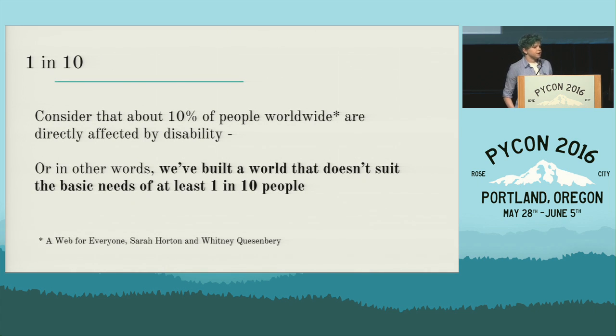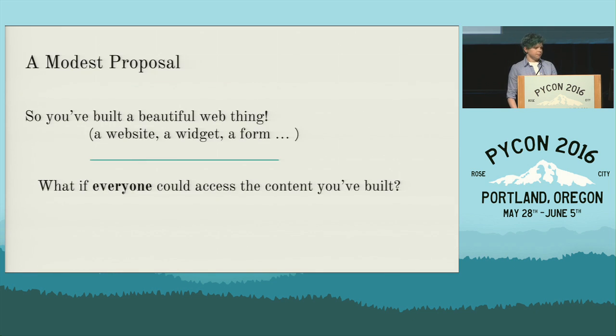So let's consider that about 10% of people worldwide are directly affected by disability. Or in other words, we've built a world that doesn't suit the basic needs of at least 1 in 10 people. So you've built a beautiful web thing. My modest proposal is, why don't we try to make it accessible for everyone?